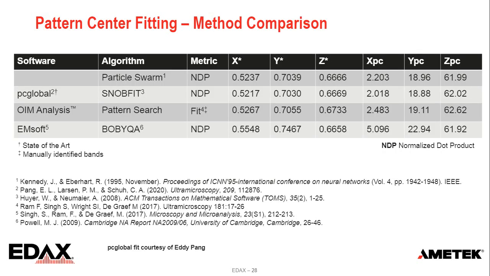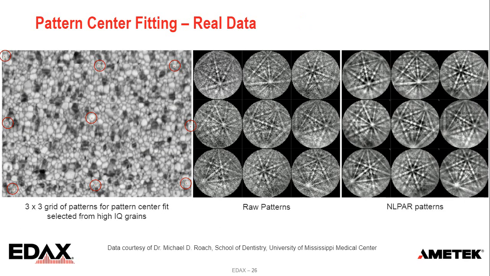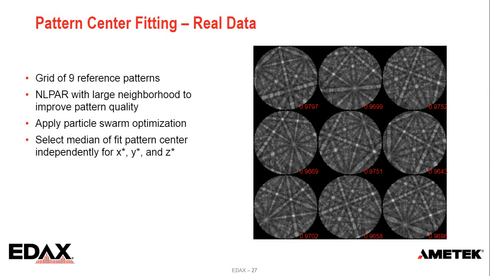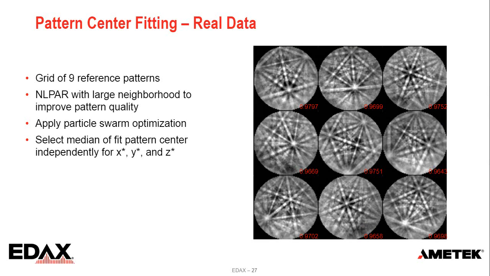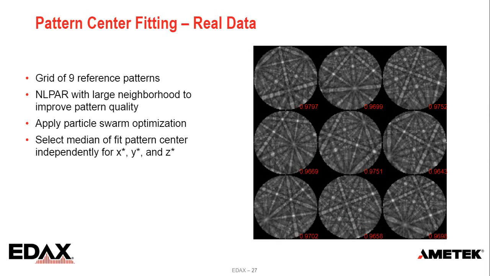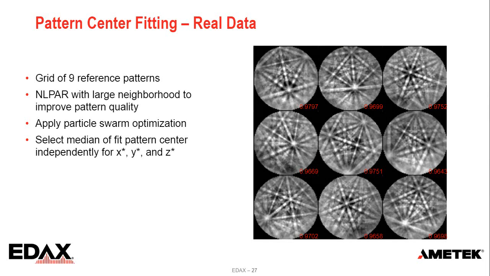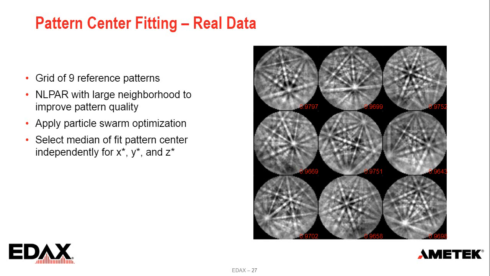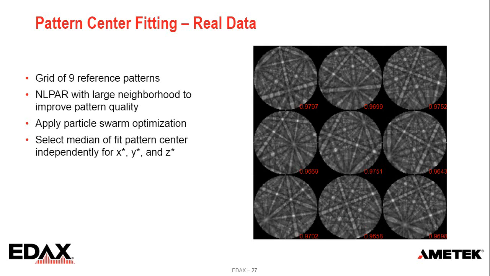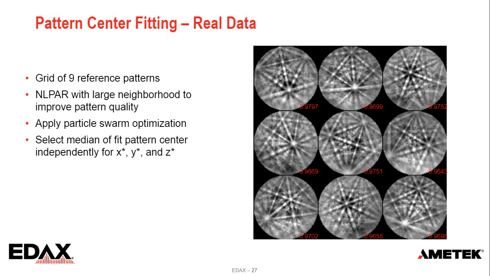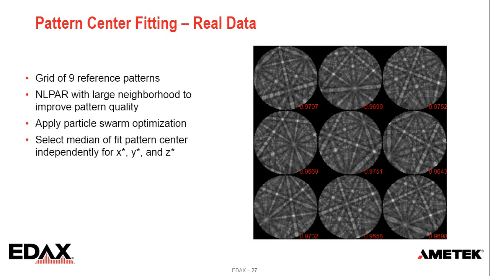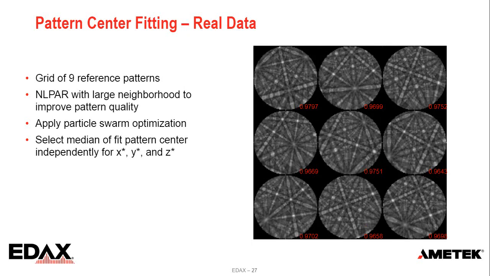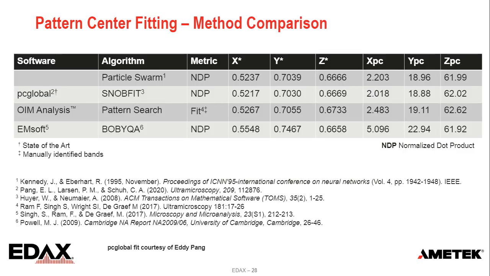Sorry, it seems like it is not happy with the animations. And you can see this is flipping back and forth between the NLPAR and the simulated pattern. So you can see how good of a job this does in matching. If you've tried doing pattern center fit with Bobicule, then you may sometimes see that you get sort of a distortion where the pattern center is slightly off, but the orientation corrects for it. And these are a very good match. The red values here are the normalized dot products.